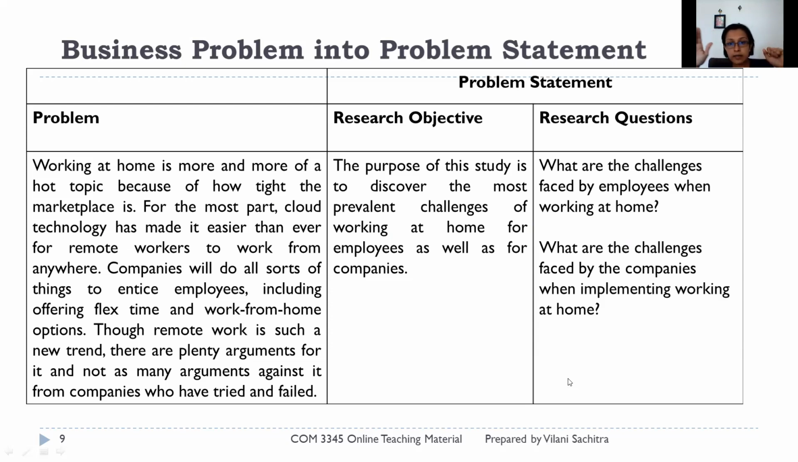So now look at the research objective. It says the purpose of this study is to discover the most prevalent challenges of working at home for employees as well as for companies. Now, they are trying to figure out what the most prominent, prevalent challenges are for employees as well as companies. That means the employers' perspective, right? So they try to find out the challenges.